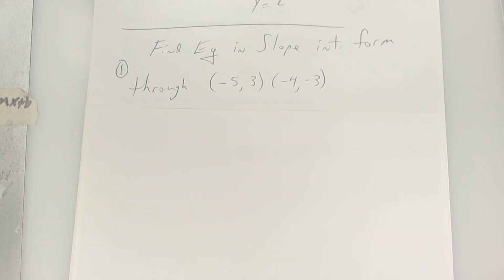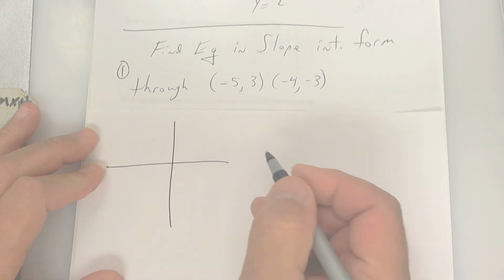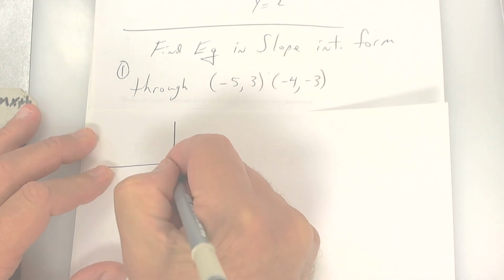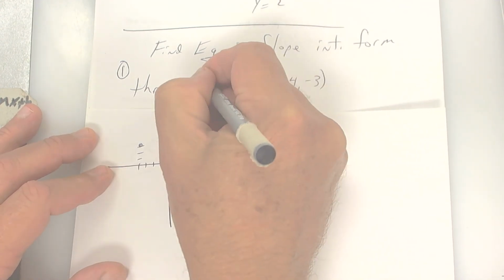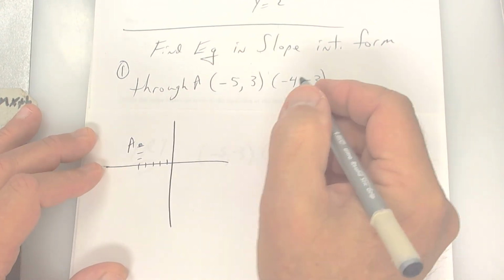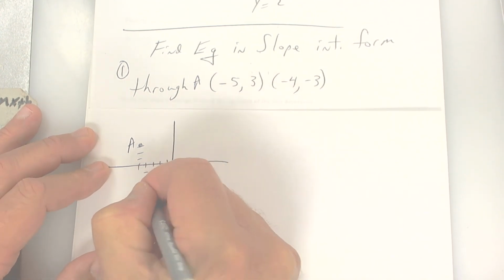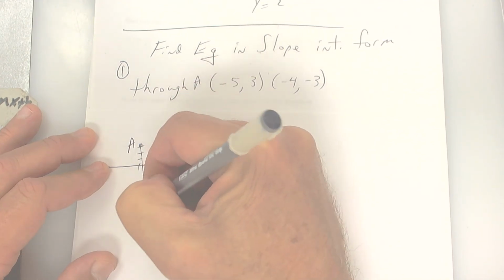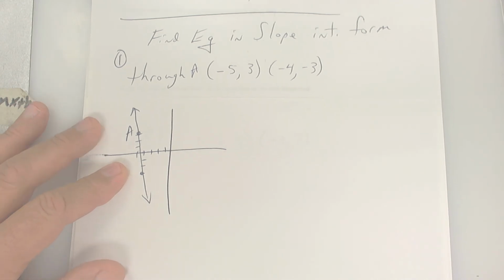It says find an equation in slope intercept form through those 2 points. Well, let's graph these points just for the heck of it. So go -5, 1, 2, 3, 4, 5, and then go up 3, 1, 2, 3. You call this one A. And then go -4, 1, 2, 3, 4, and then down 3, 1, 2, 3. All right, to graph an equation of that line is what we're doing right now. Okay? To do that, you have to find slope.